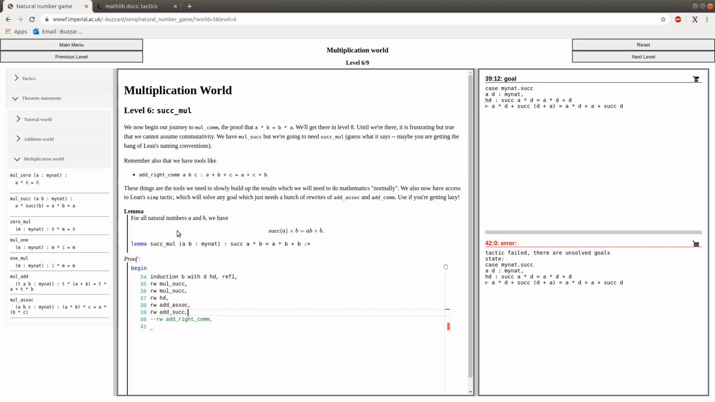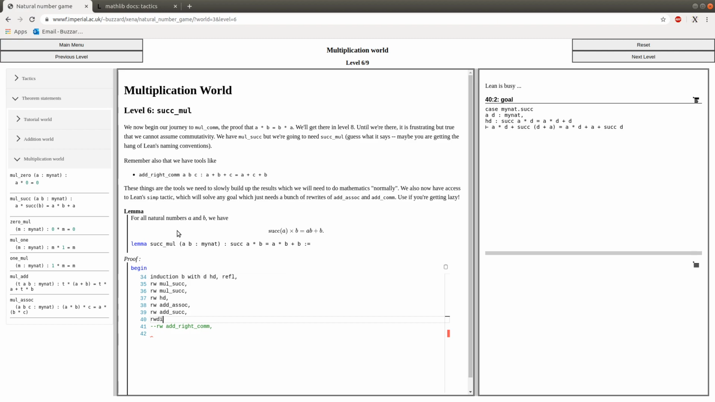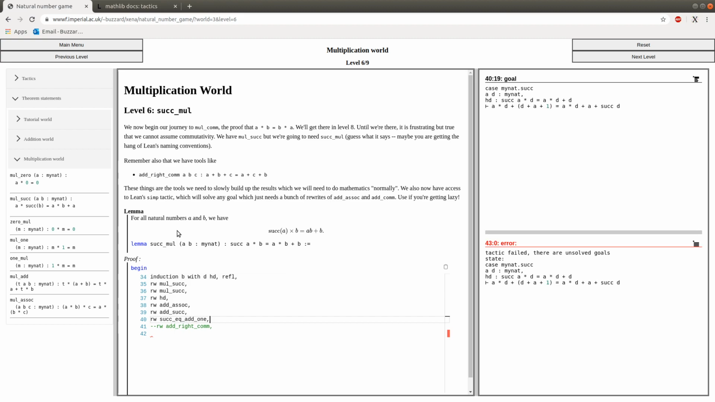I think I'm going to use... Maybe now is the time to do suck ek add 1. Oh, fabulous! I can now prove suck mul. There was me moaning that we didn't have suck mul. And now can I do it again?